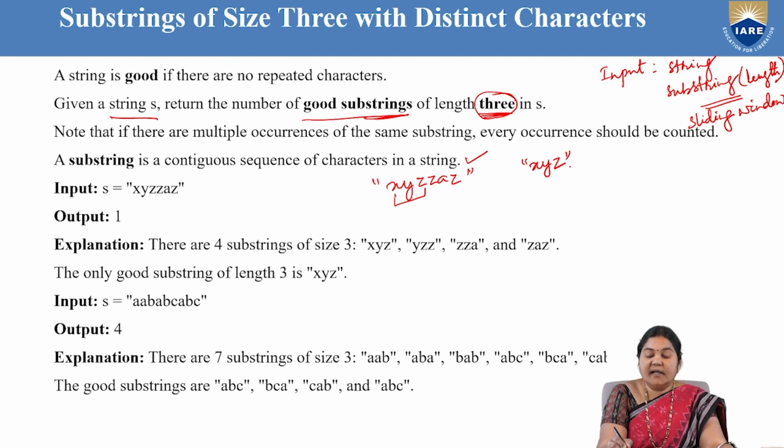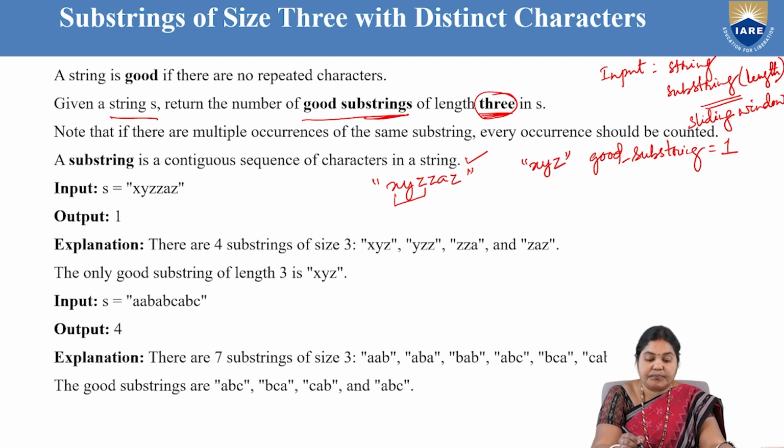Right. Is it containing all unique elements? Yes. Its length is 3. So, it is a good substring. So, you can take a variable good substring. So, make it good substring is equal to 1. Initially good substring is equal to 0. Now next time you slide over this string.